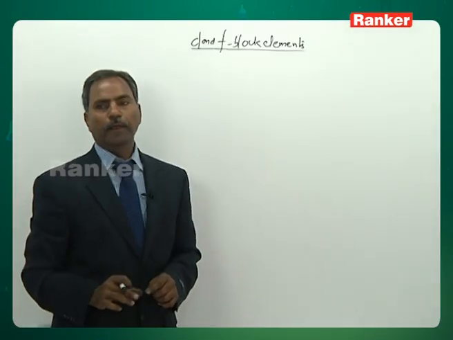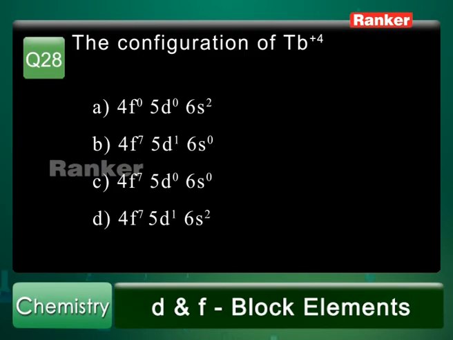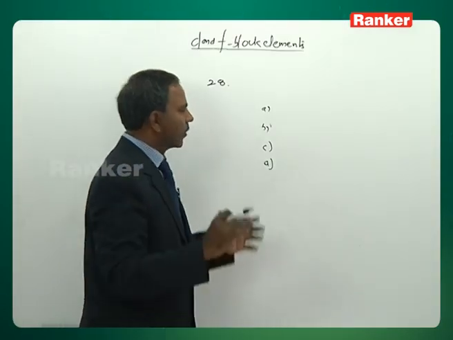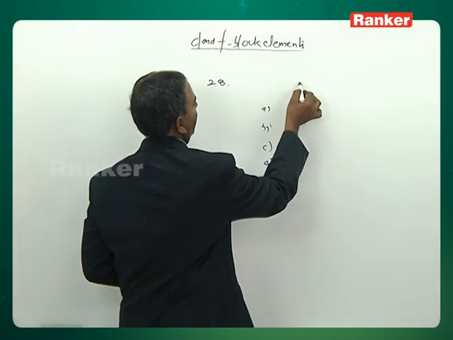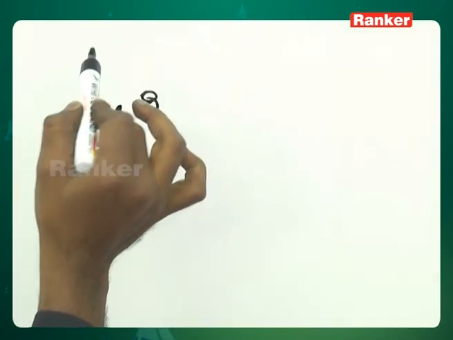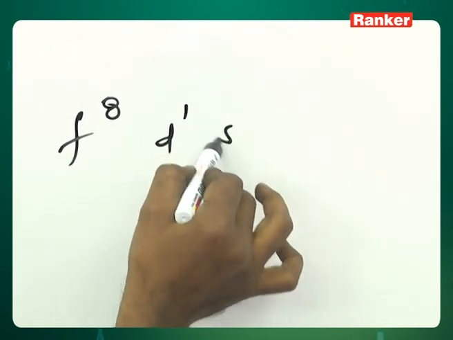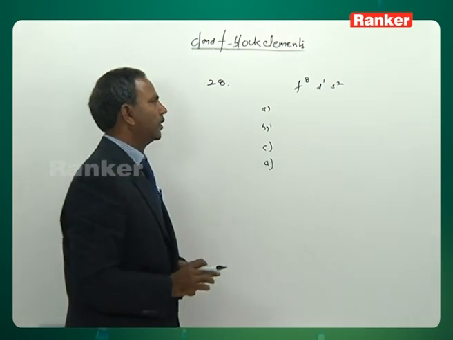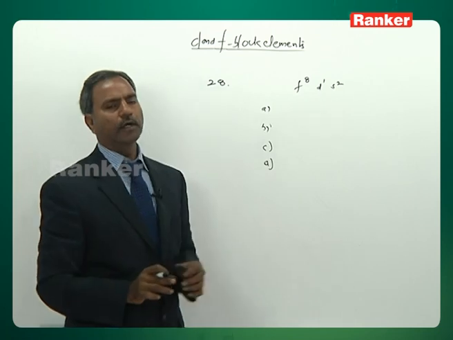Coming to question number 28. The configuration of terbium plus 4 ion. Options A, B, C, D. Consider the terbium configuration. Don't look at the options now. Terbium configuration is actually F8, D1, S2. This is the configuration of terbium.